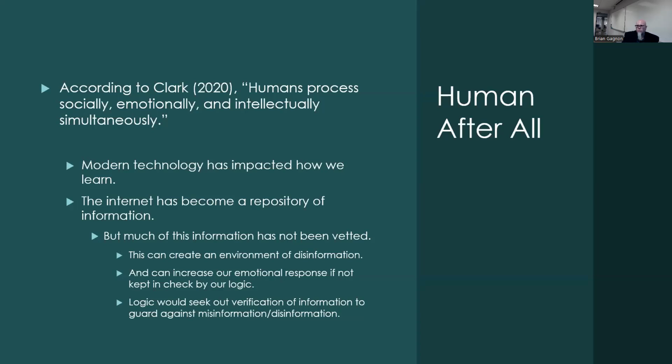According to Clark, humans process socially and emotionally and intellectually simultaneously. We like to think that, okay, I had this happen, I felt the emotions, now I'm going to deal with logic, or I felt the event, I looked at it logically, when I get home, I'll let my emotions come out. We like to think we can do that. Unfortunately, we can't, because we experience all three simultaneously: the social aspect, the emotional aspect, and the intellectual aspect.